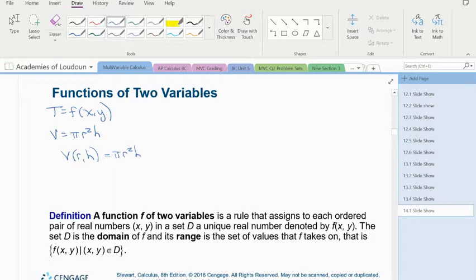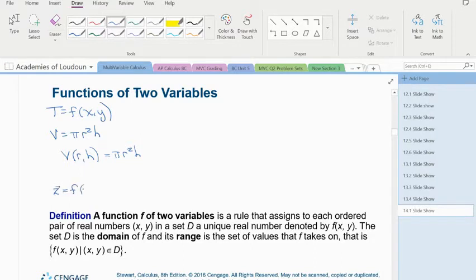So that leads us to this definition, that a function of two variables is a rule that assigns to each ordered pair of real numbers x and y in a set D a unique real number denoted by f of x, y. The set D is the domain of the function, and its range is the set of the values that f takes on. That is, all x and y are contained within the domain.